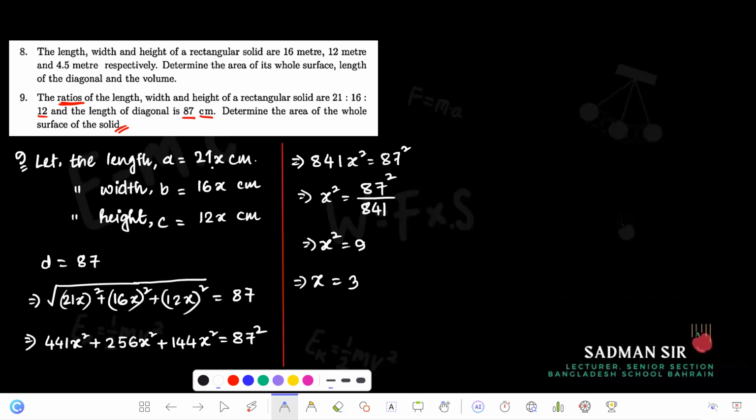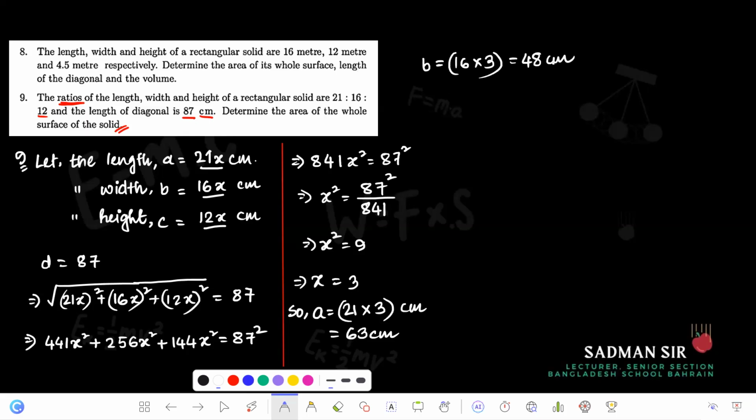Now, using the value of x, we can easily find out the actual length, width, and height, right? So we will write A is equal to 21x, which is 21 into 3, because the value of x we found is 3. It will be 63. Then continuing, b will be 16 into 3, which is 48. The c should be 12 into 3, which is 36.